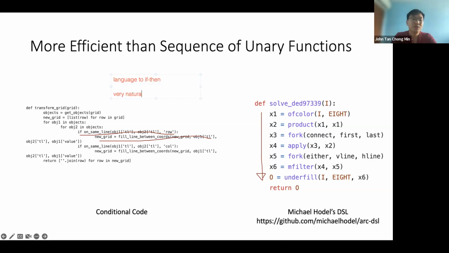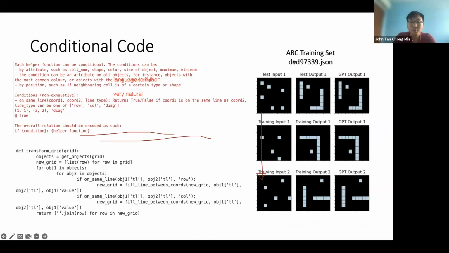is very natural. If you talk about language, most of the time when we say, oh, you take this object, if there's 2 squares in a row, connect them. If there's 2 squares in a column, connect them. Can you see how natural this is in language? So to describe this kind of problem in language is very, very obvious. You just need to say if this, if this. So this links very well to conditional code.